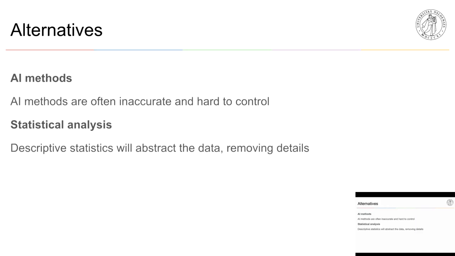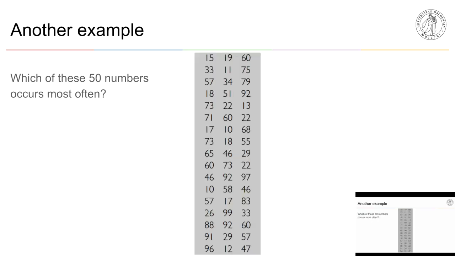Some alternatives to visualization. First of all, AI methods. So you could give this list to ChatGPT and ask it this question: which of these 50 numbers occur the most often? And it might be able to give you a pretty good response. It might be able to actually find 60 as the most occurring number. But it might also not, right?